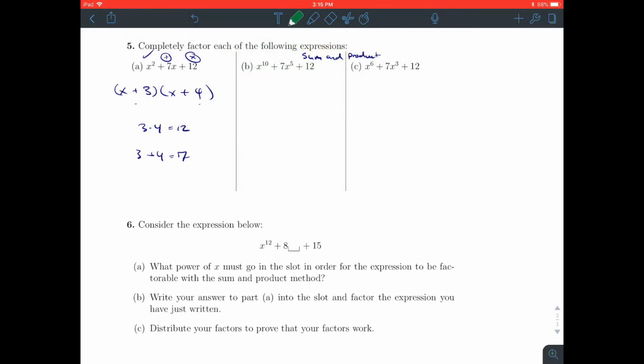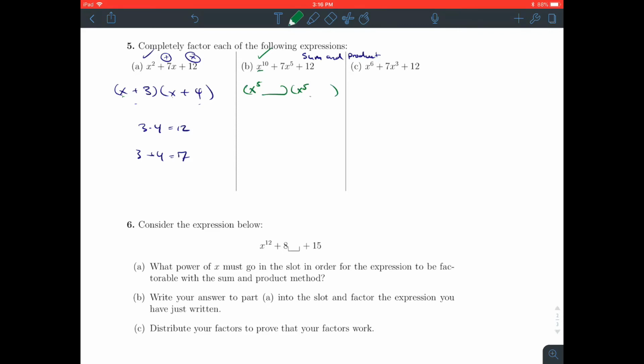So let's see. In the previous problem, x times x gave us x squared. Well, what times itself would give us x to the 10th? Let's see, x to the 5th times x to the 5th. When we multiply these, we add the exponents. That does give us x to the 10th. And let's see if the rest of it works out.